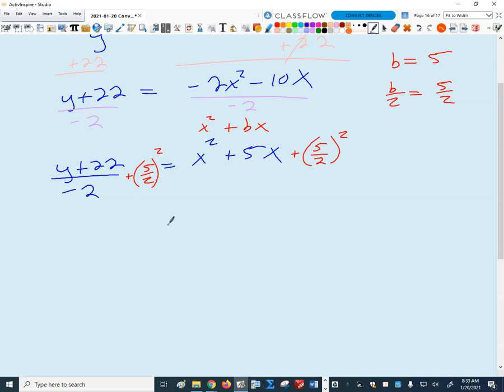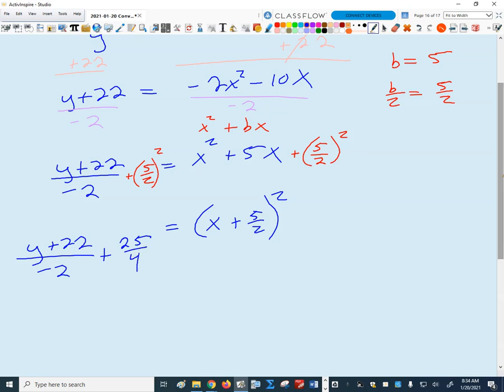And the right side looks like it might be hard to factor, but we know the trick. Whatever is being squared is what gets attached to x in our binomial that's being squared. So really all we've got to do then is just reverse all this stuff. On the other side, we've got y plus 22 divided by negative 2 plus 25 fourths, right?